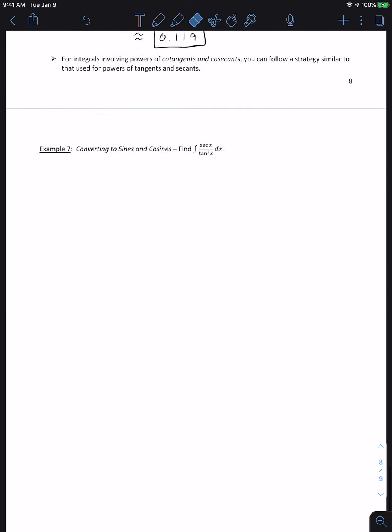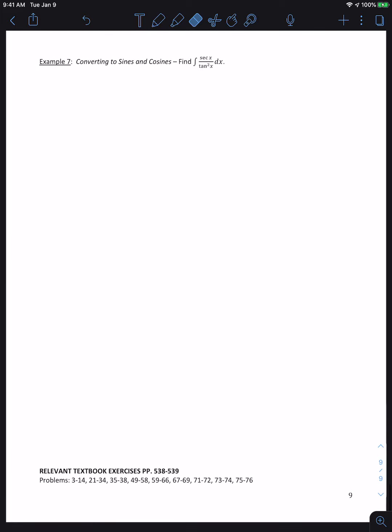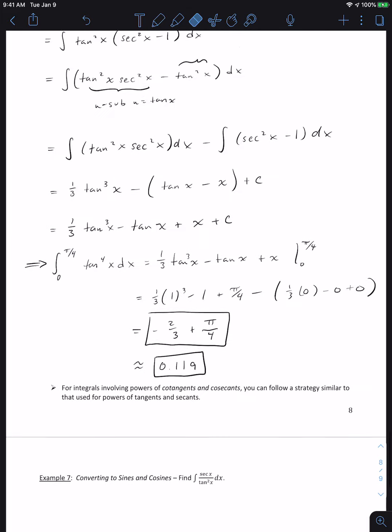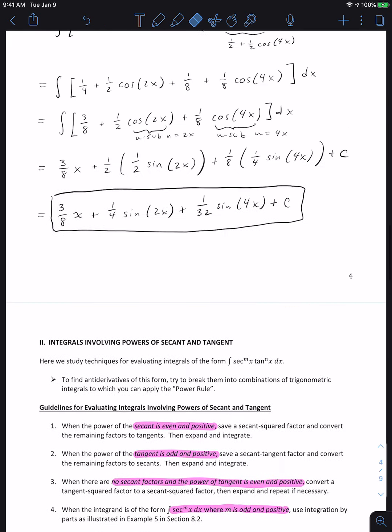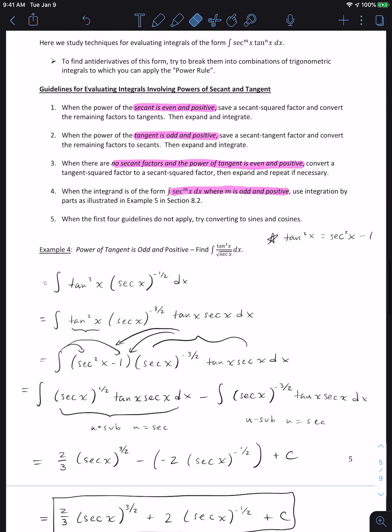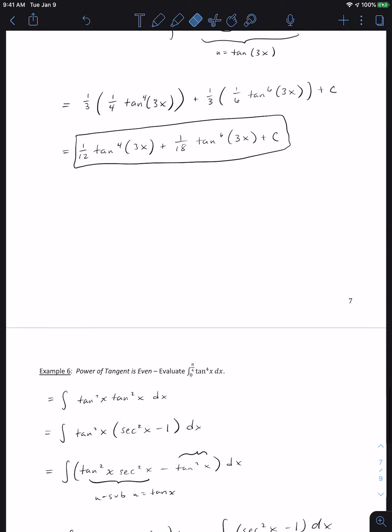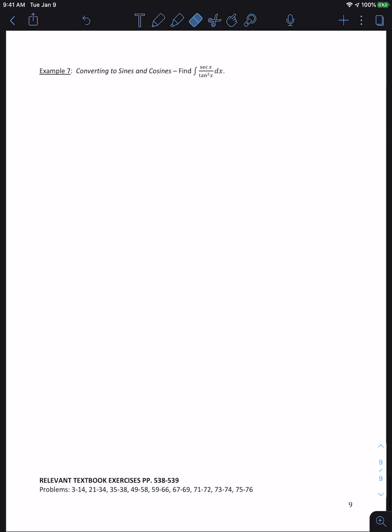So remember, the final strategy that we had was, if nothing else works and it doesn't look like any of the ones before it, so if it doesn't look like guidelines 1, 2, 3, or 4, then the last thing we can do is try converting to sines and cosines. This last example is one where I don't have anything that looks like any of those first 4 guidelines, so I can work at converting to sines and cosines.